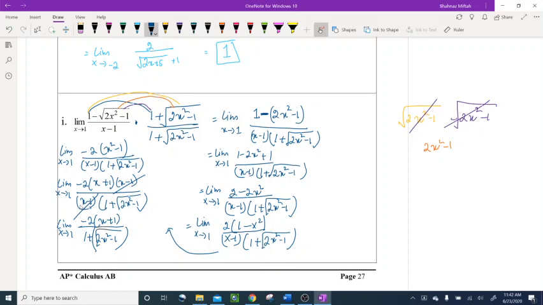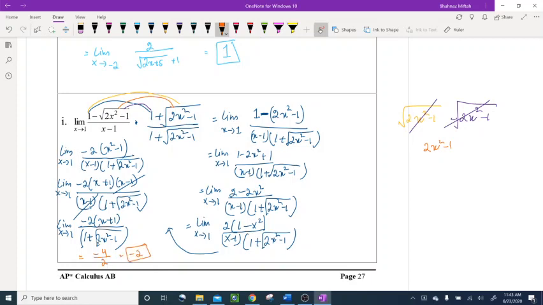Now this whole thing is like that, right? So that's what I got so far. Now I'm going to plug in my 1 here. If I plug in 1, it's going to give me negative 4. And I plug in 1 here, it's going to give me 1, the square root of 1 is 1, 1 plus 1 is 2. So the answer is negative 2.